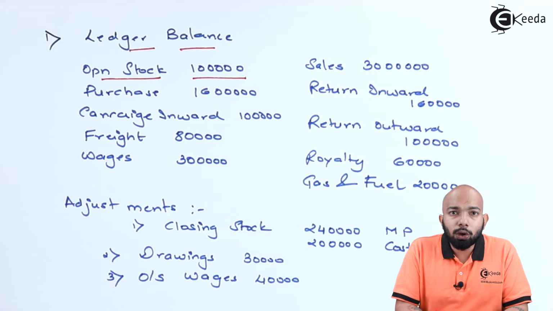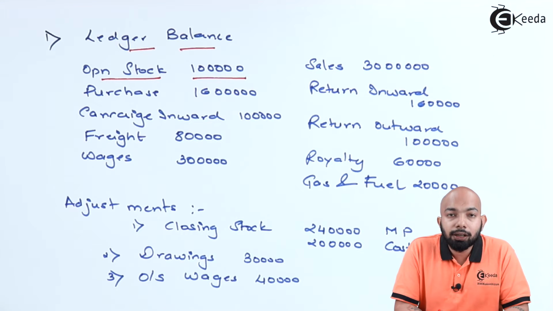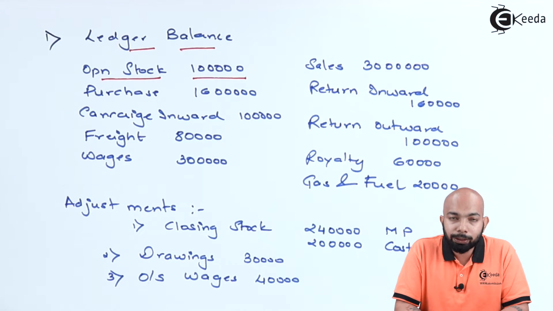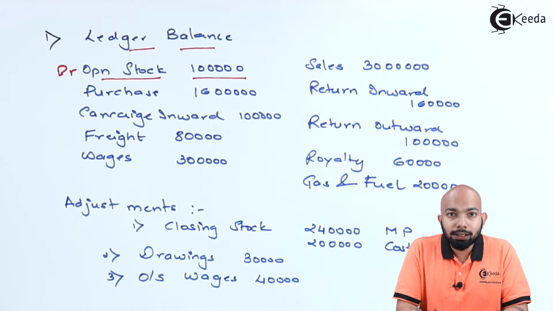Now, we have opening stock of 1 lakh, which has been mentioned here. Opening stock will be on the debit side. Hence, I'll be mentioning DR over here. The next part is purchases, for the amount which has been mentioned down here. Purchases again is an expense and hence it will be on the trading side.